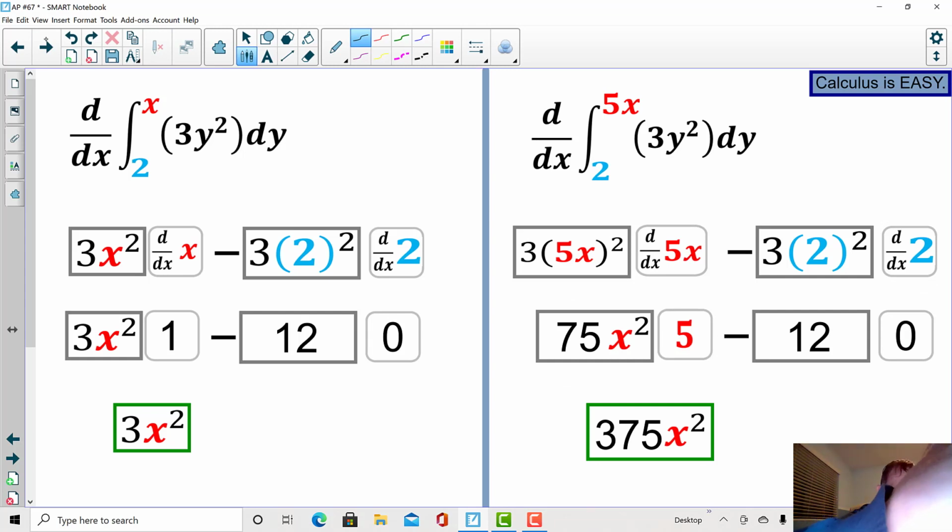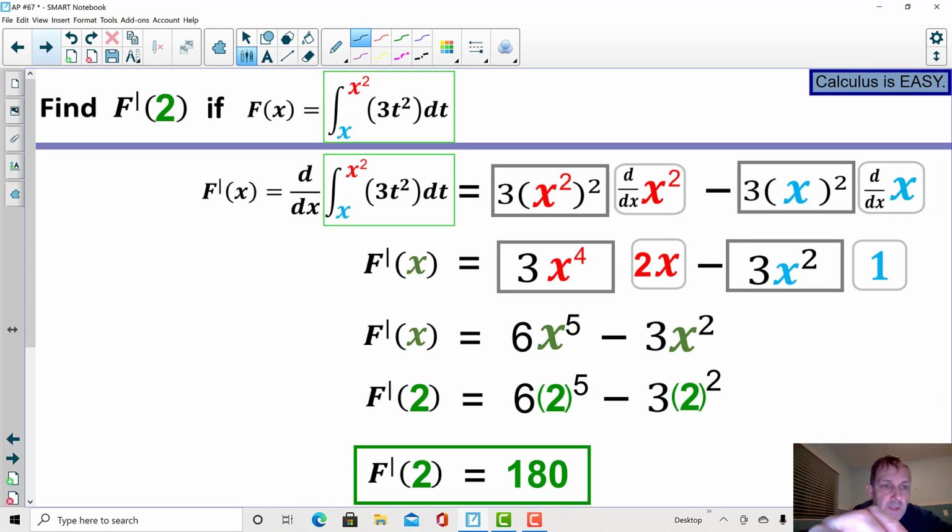Let's try another example. Okay, now they're giving us a function that's equal to an integral. And they want us to find f prime of 2, so we're going to have to start by finding f prime of x. So we need to do the derivative of this integral, and that's how we'll get the derivative of f. So here we go, we're doing the derivative of an integral.